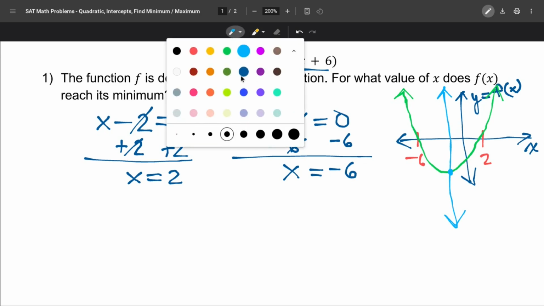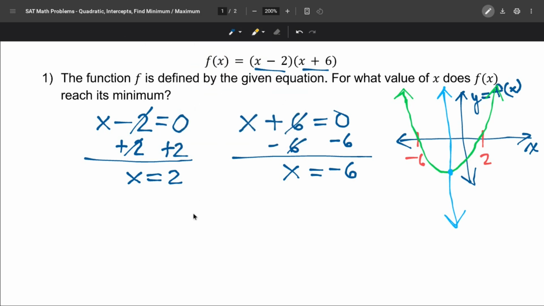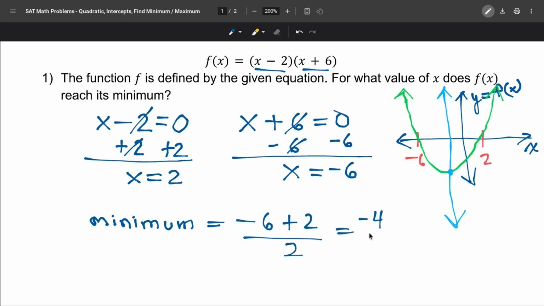So to figure that out, all we have to do is average. The minimum is going to be the average of the two x-intercepts. So to find the average, we'll add negative 6 to positive 2, and we'll divide by 2. Negative 6 plus 2 is negative 4, and negative 4 divided by 2 is negative 2. So the x value where f of x reaches its minimum is x equals negative 2.